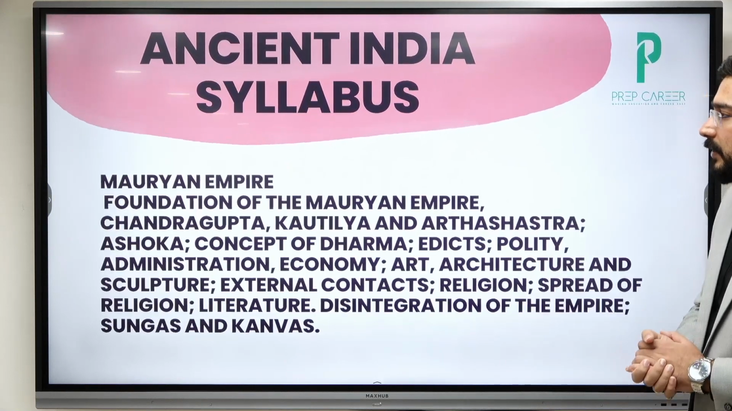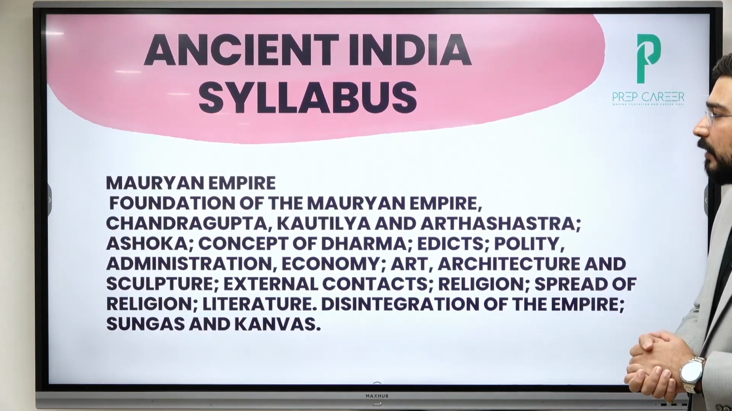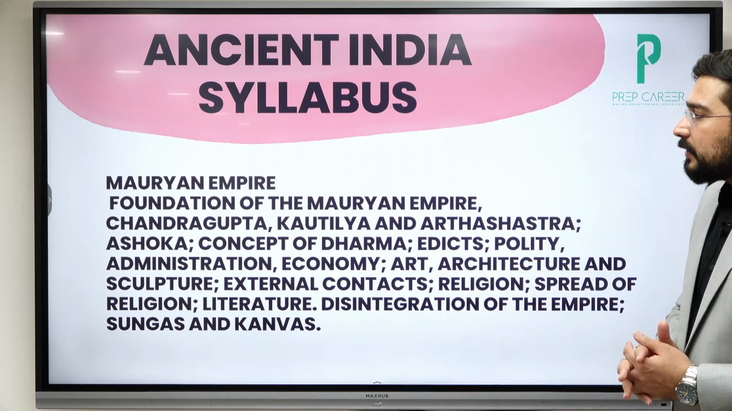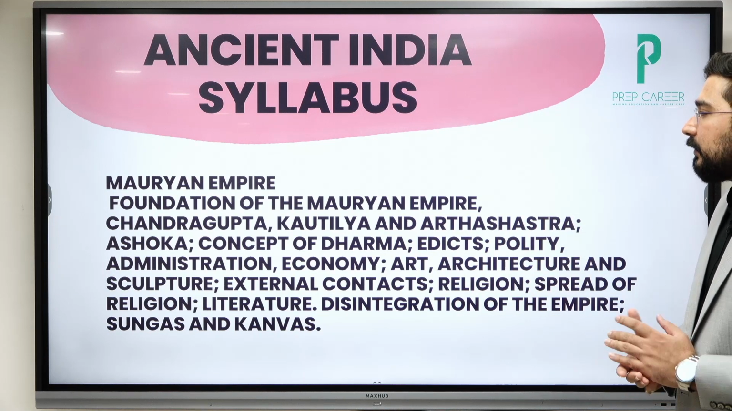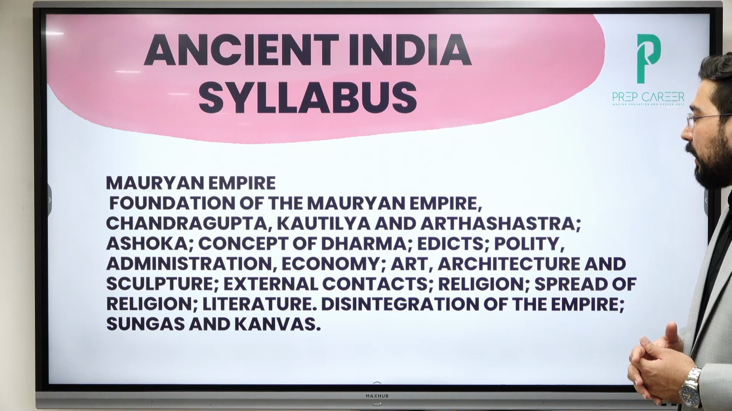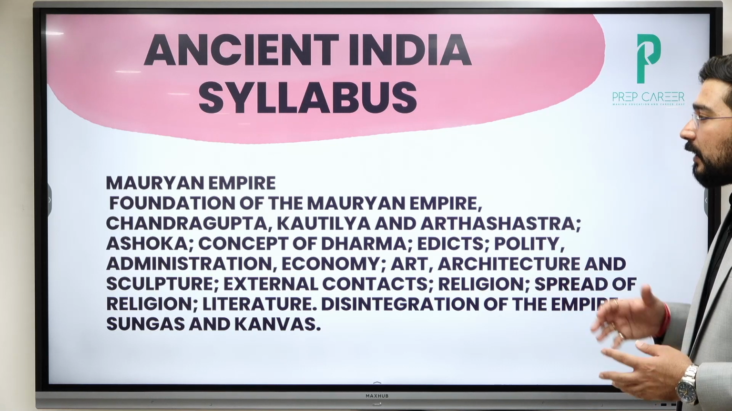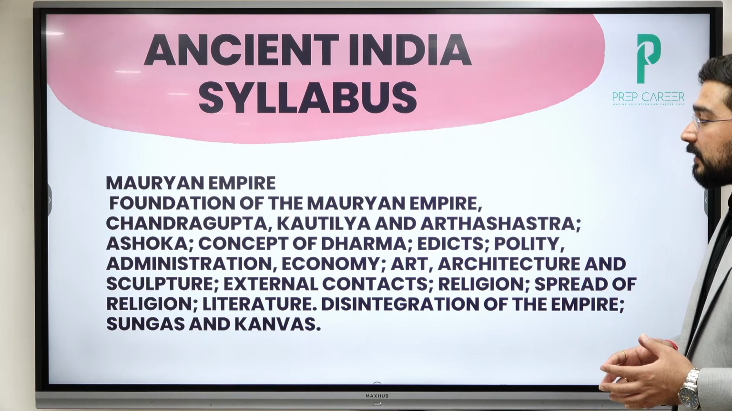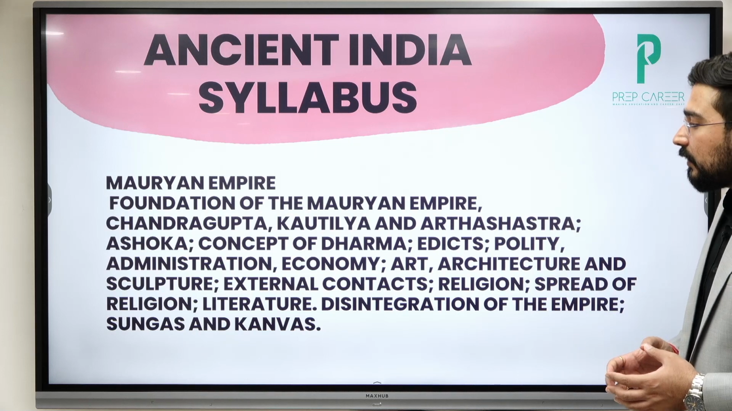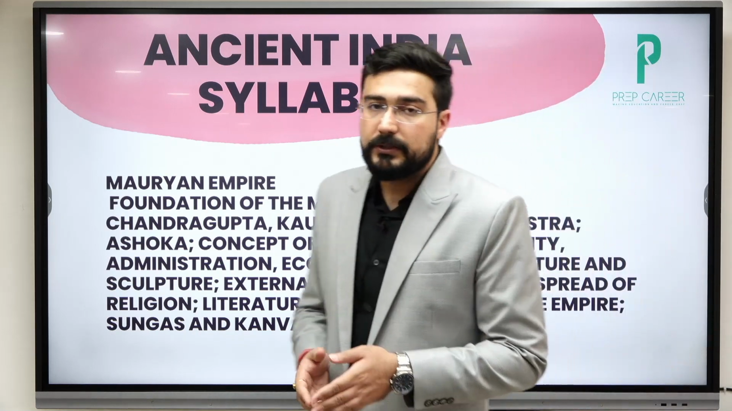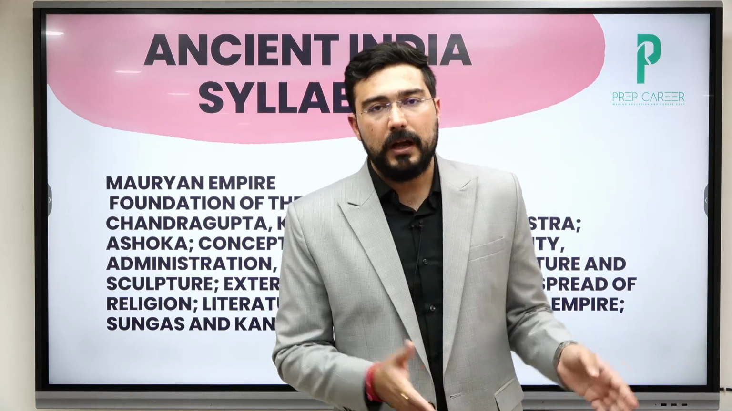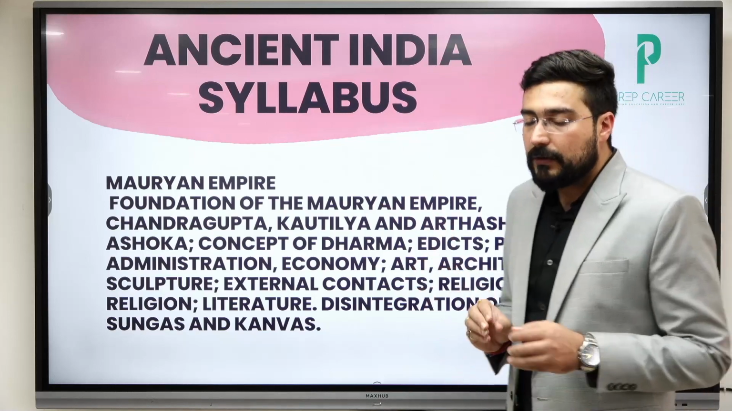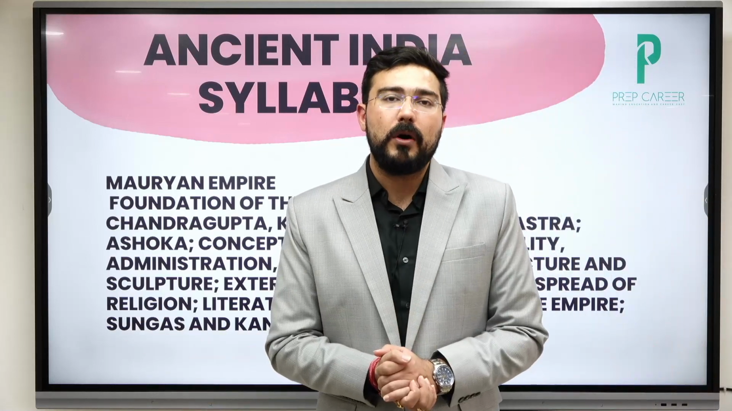In the syllabus, if you see the initial part, that is going to be the foundation of the Mauryan Empire, and the role of important personalities like Chandragupta and Kautilya along with his famous book Arthashastra. Then we have the most important monarch of the time, Ashoka, his concept of dharma or dhamma, his important inscriptions or edicts, polity, administration, economy, art and architecture, sculpture, external contact, religion, spread of religion, literature, disintegration of the empire, and the next two dynasties, the Shungas and Kanvas. The last ruler of the Kanvas was executed by the Satavahanas. So this is the syllabus that we have, and we can see it's a very extensive coverage of the Mauryan period.